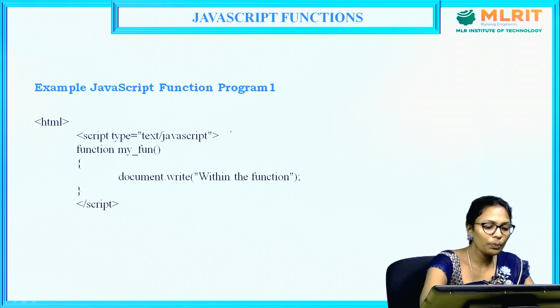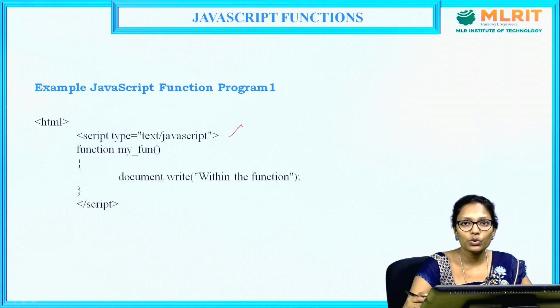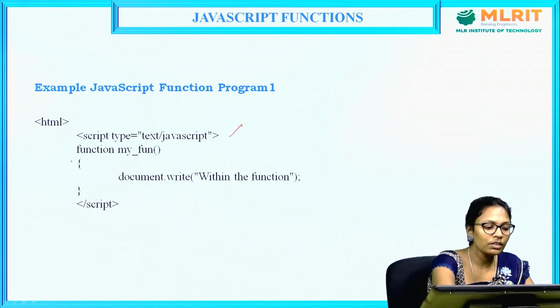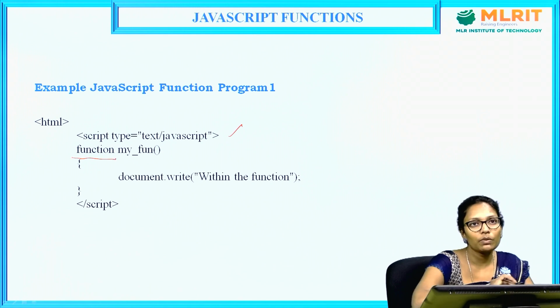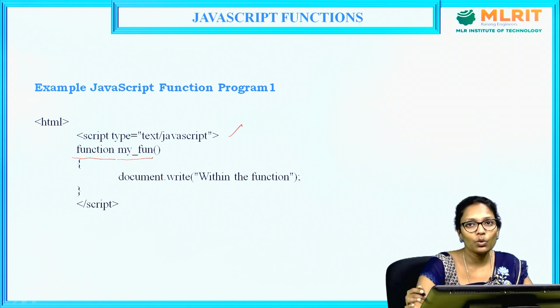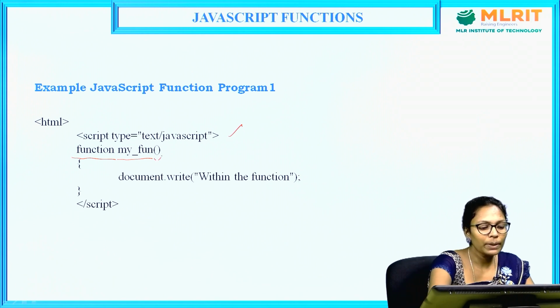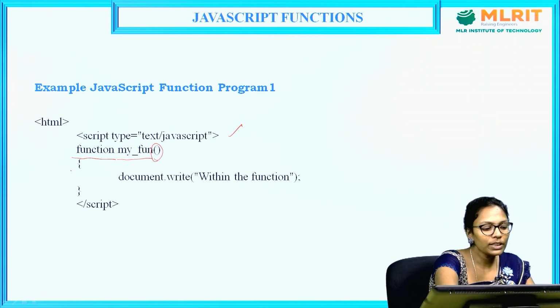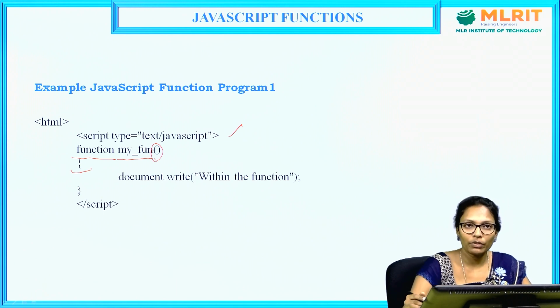So you're just opening the script tag. We know how to include the script tag: script type is equal to text/javascript, and I'm writing my own function here. For that you need to use the keyword called function. And what is the function name I'm giving? my_fun. I don't have any parameters here, that's why I'm giving the empty parenthesis. Then open the curly brace to define your function.